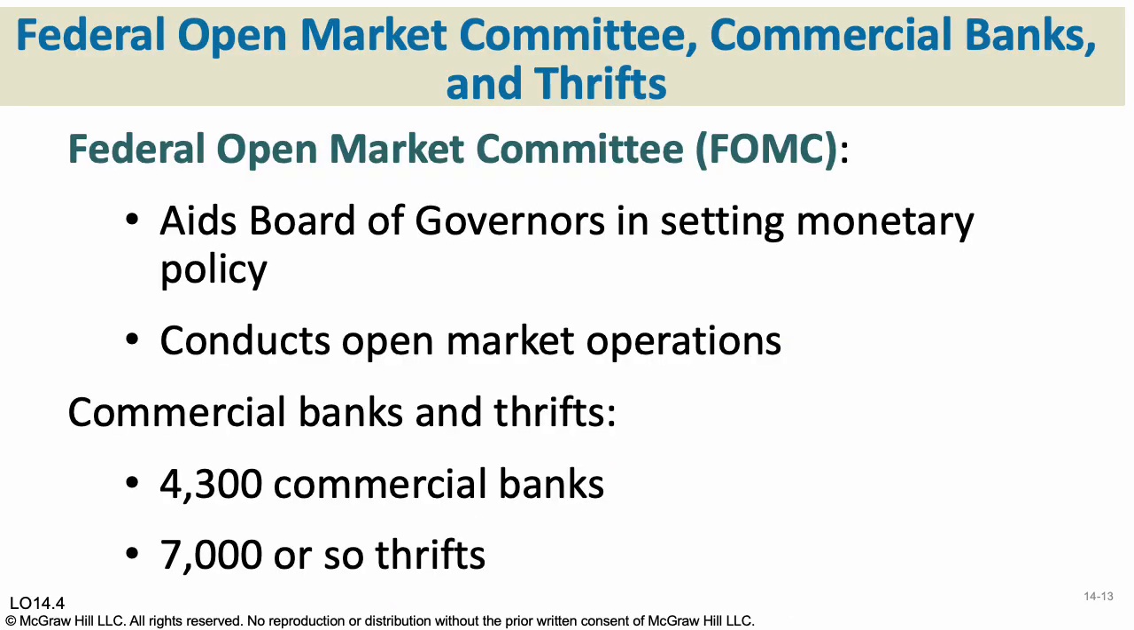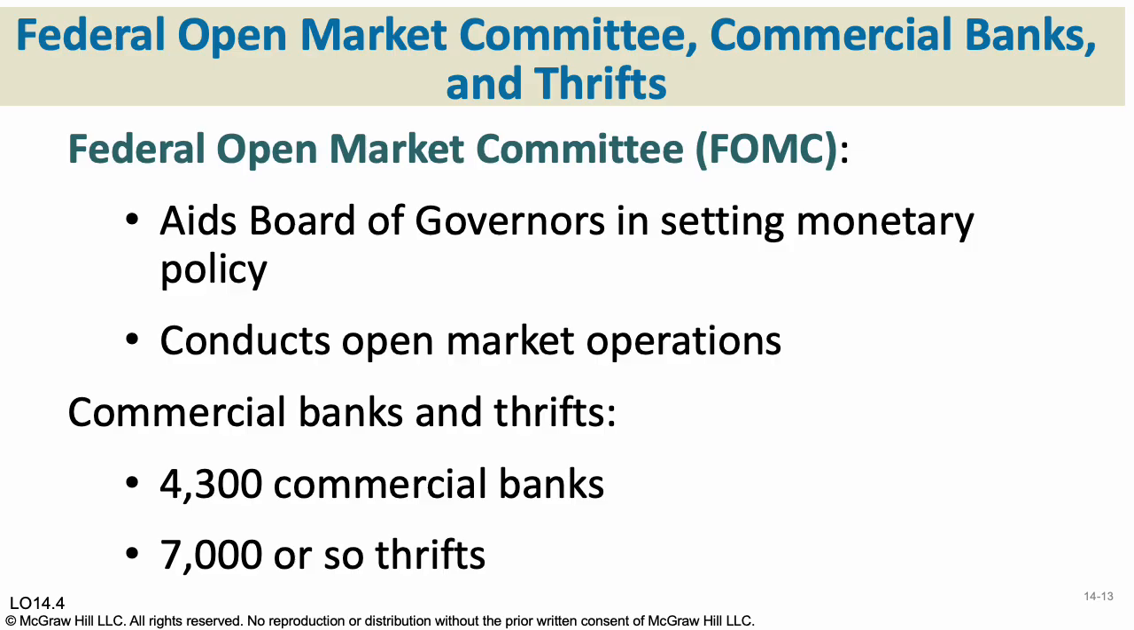The Open Market Committee helps the Board of Governors by setting monetary policy and also conducts open market operations. What that means is they buy and sell government bonds to either increase or decrease the money supply. If the Federal Reserve buys government bonds, the money they buy them with goes into the economy and it increases the money supply. If they sell the government bonds they're holding, the money that they get by selling them, they pull out of the money supply. So open market operations are one tool the Fed has for controlling the money supply.